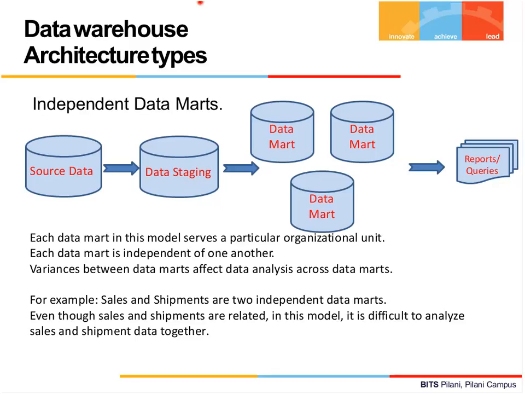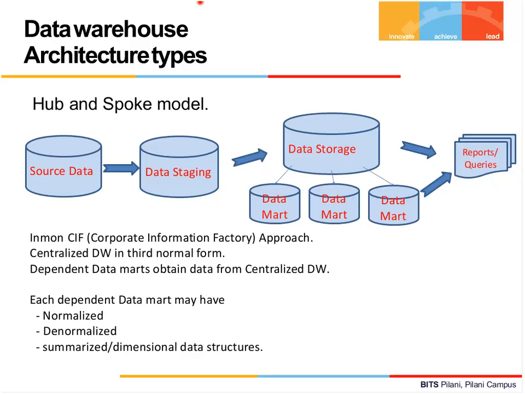Okay. The next kind of architecture here in this case is, as you can see, you have source data and you have a data staging. Like I said again, it is an Inmon approach where you're building from a data staging into a data storage, which is again a third normal form database. And from here, you're building the different data marts for different business units or business processes.